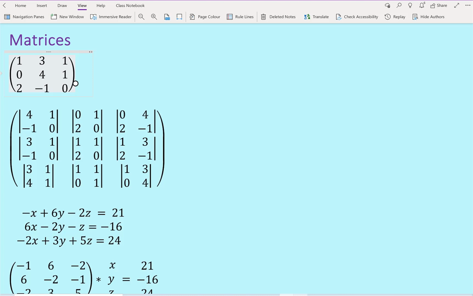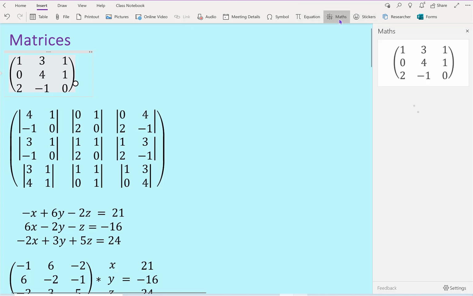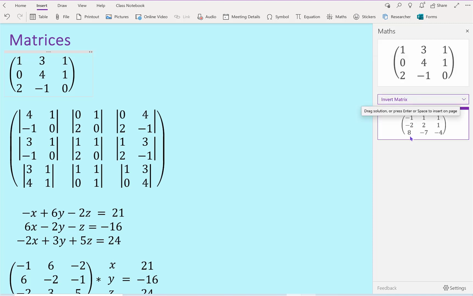So here I have a matrix, and I select the matrix and then I go to Insert and press on the Math button. Now what is available is the determinant, and here we have the result, the inverse of that matrix. But as you know, there are quite a few steps before you can get to the final answer.